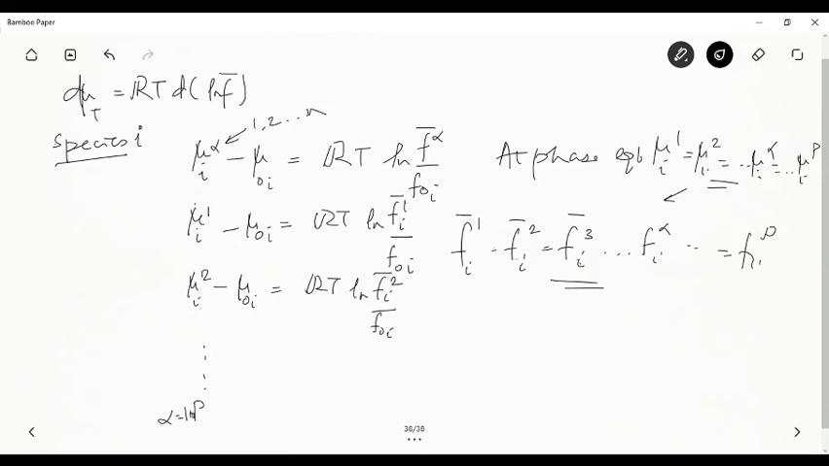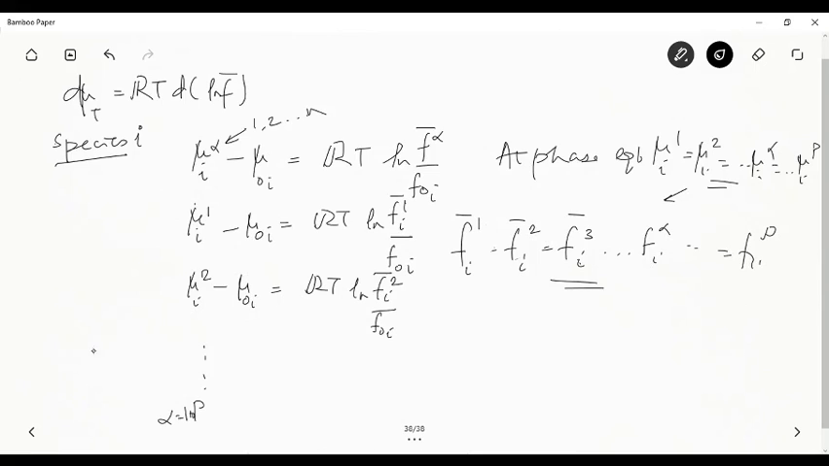So if a system is in phase equilibrium, each species should have the same chemical potential in all the phases that exist in equilibrium. And similarly, each species should have the same fugacity as it exists in the mixture when the system is in phase equilibrium. So this is the result that we get from here.